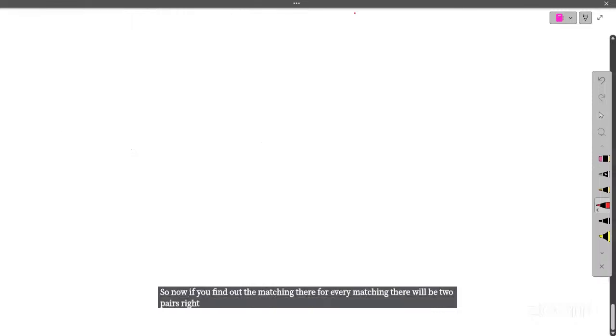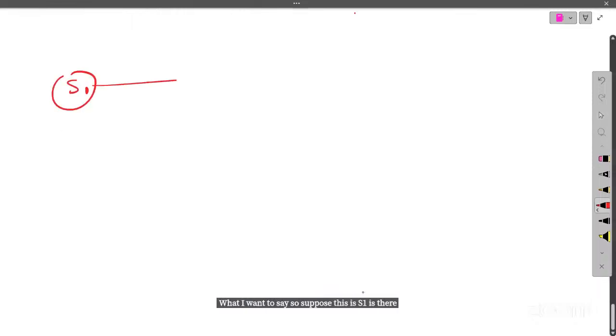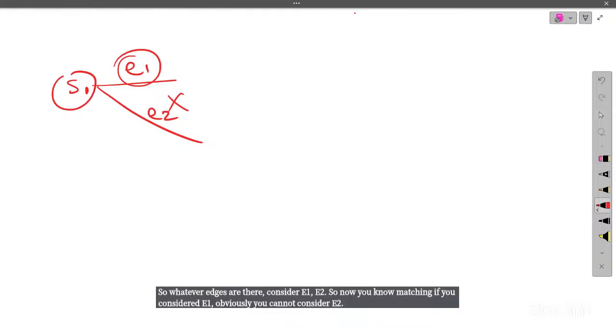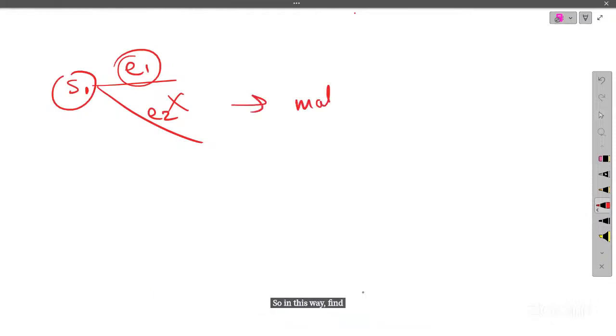What I want to say is, suppose this is S1. So whatever edges are there, consider E1, E2. Now in a matching, if you consider E1, obviously you cannot consider E2. Right? So in this way, find out the matching and that will give you the answer. Find out the maximum matching.